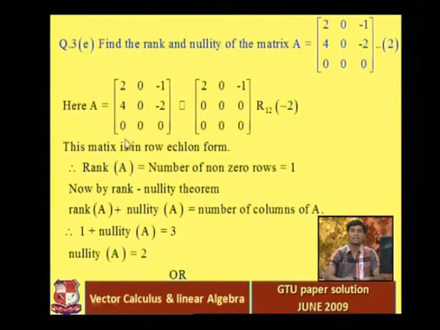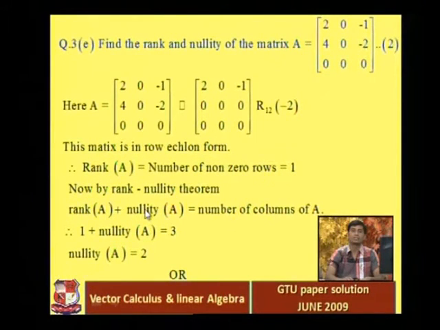So the rank of A is equal to the number of non-zero rows, which is 1. The definition of rank is exactly the number of non-zero rows in the row echelon form of the given matrix. So the rank of A is equal to 1.